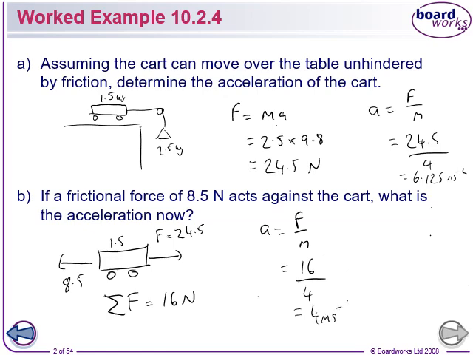That's right. Words to live by. Okay, so again, that force is accelerating the whole thing. So our whole system has a force pulling it forwards of 24.5 and a friction of 8.5. So we've got a net force of 16, a mass of 4, so that gives us an acceleration of 4 meters per second squared.